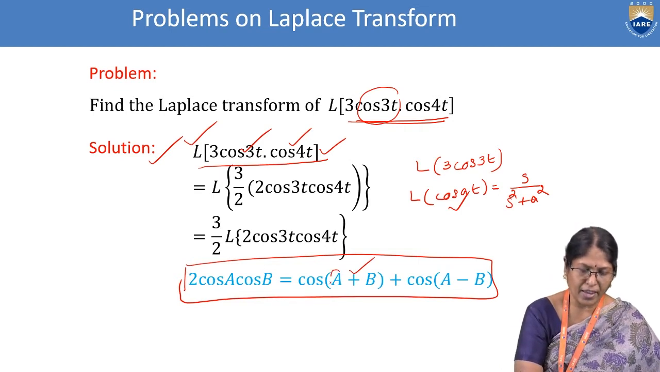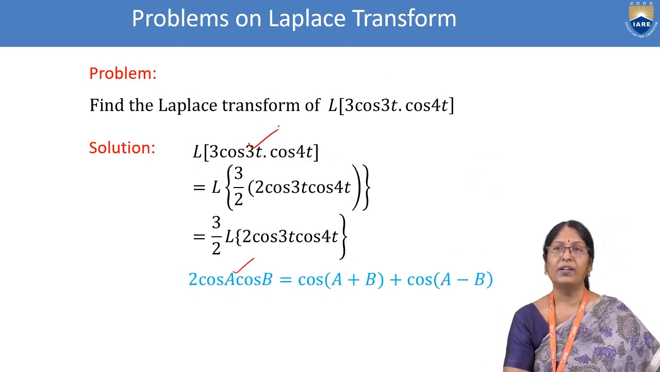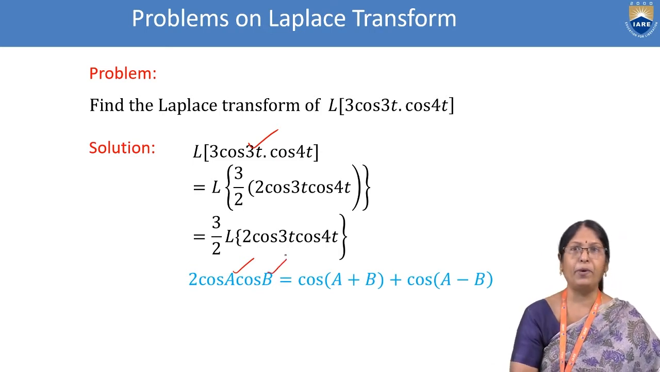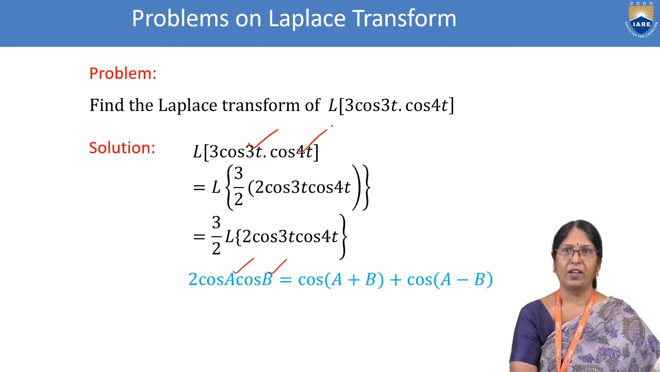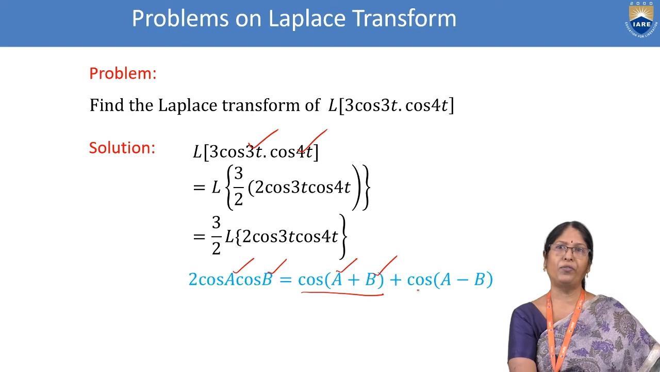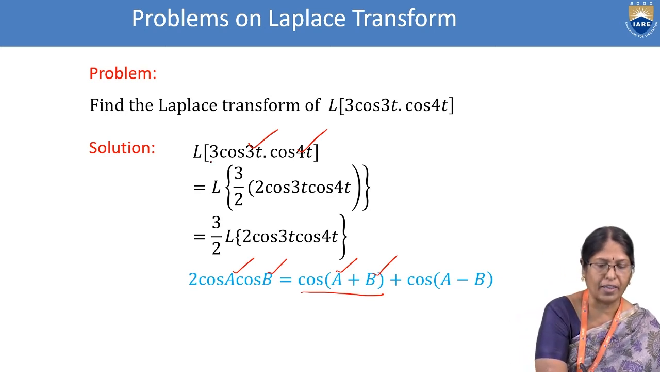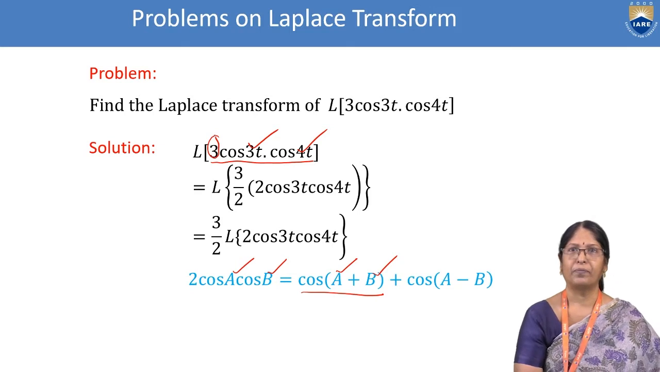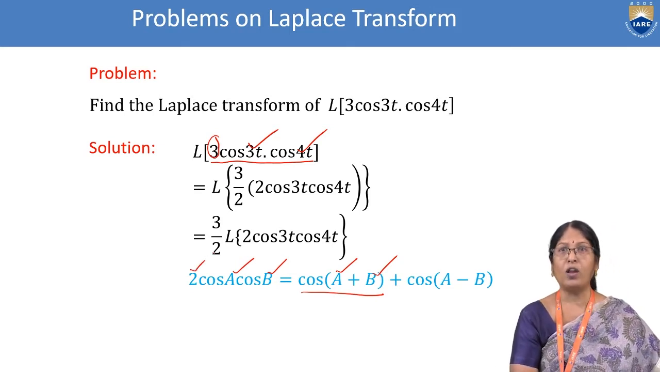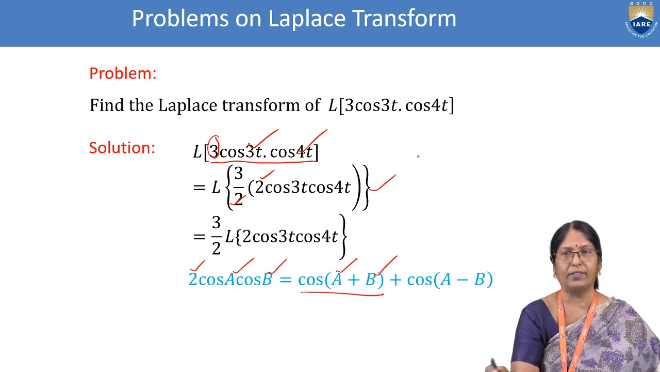Here in the formula A is there; in our given problem, 3t is there. In the formula B is there; here 4t is there. So wherever A, we will substitute 3t, and in the place of B, we will substitute 4t. Before that, one point we have to notice. In the formula it is 2 cos A cos B, but in the given problem, 3 is there, while according to the formula, 2 is there. So we want 2, so multiply and divide by 2. In the next step, it is done.